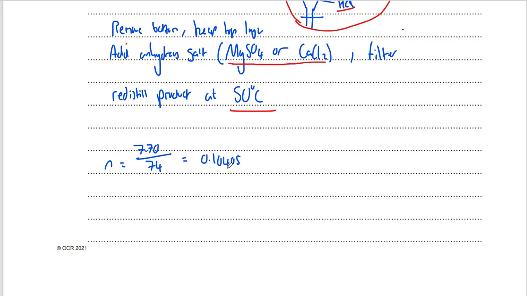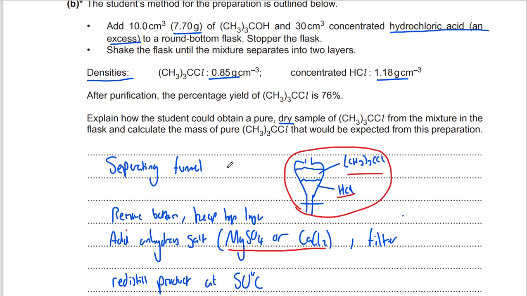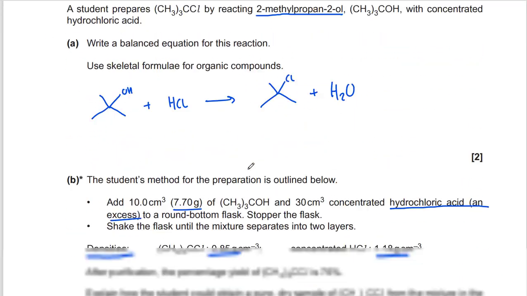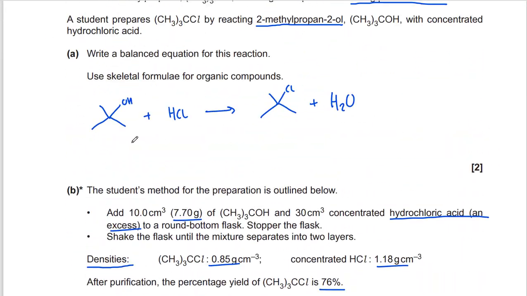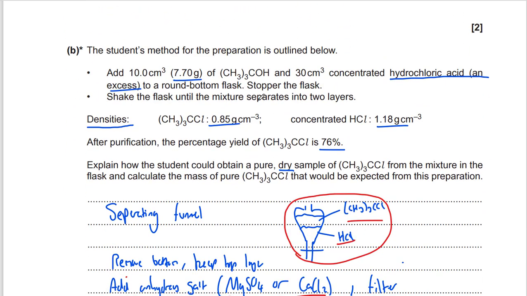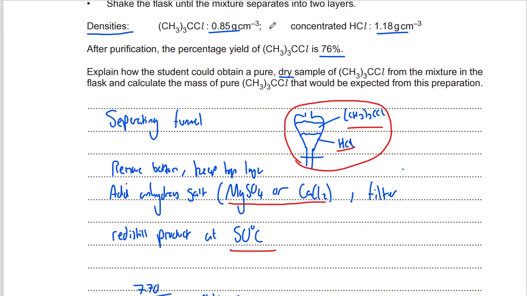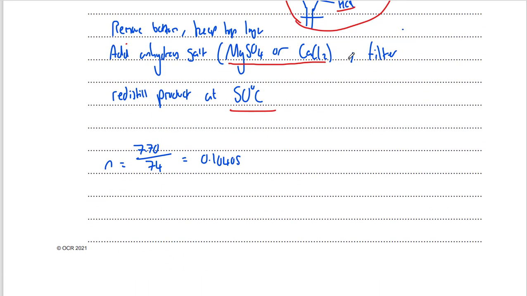From here then, we're told that the percentage yield is 76%. Therefore, we need to work out 76% of this number of moles. It's a 1-to-1 ratio, I believe, because we did the equation earlier. It's a 1-to-1 ratio, nothing to worry about there. So we know the number of moles of starting material, and the moles of the product is going to be 76% of the number of moles we start with.